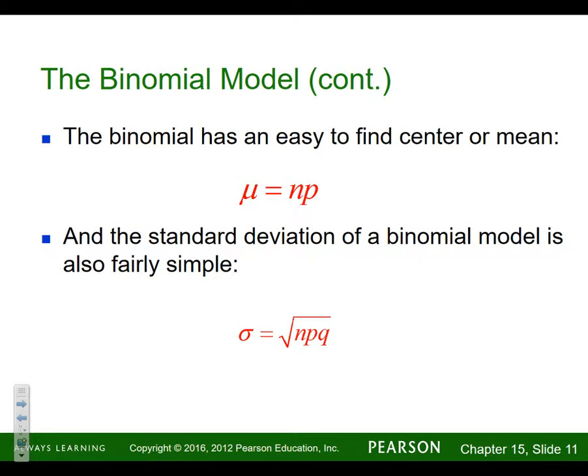If you want to find the mean, the average of a binomial distribution, it's simple. It's n times p.